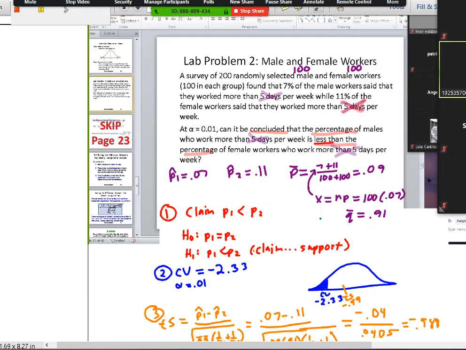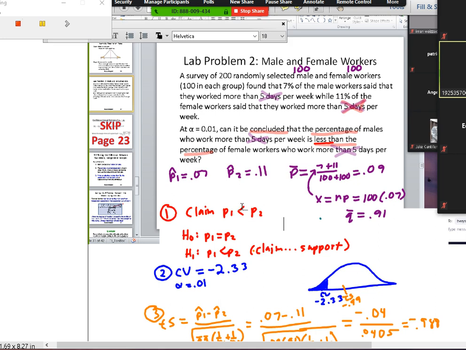All right, so let's go ahead and take a look at this. We'll go over it. All right, so here we have 100 male workers, 100 female workers, and we're ignoring the 5 days per week because that's just confusing things, right? And we're concluding the percentage of males is less than the percentage of females. So our claim is that P1, the males, is less than P2. That's our claim.